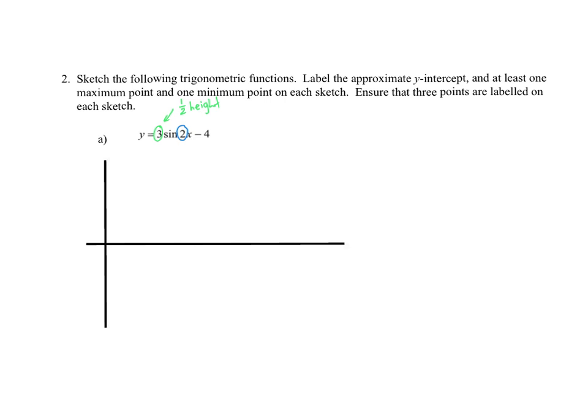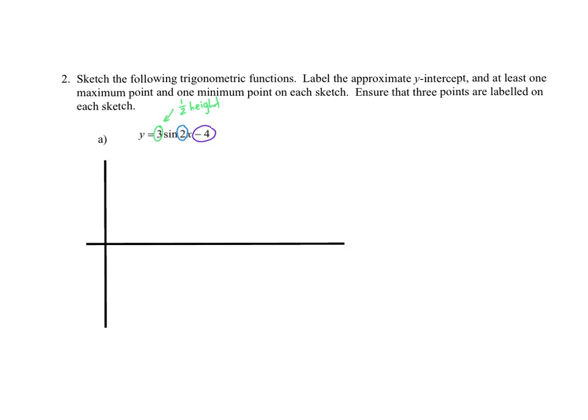And I know that I have a shift down 4 units, which tells me that my equation of my axes has been shifted down 4. So that middle of my graph, what's happening horizontally is that it's going to be at y equals negative 4, will be the middle of that graph. Okay, so how do we go about getting all of this information to help us out?